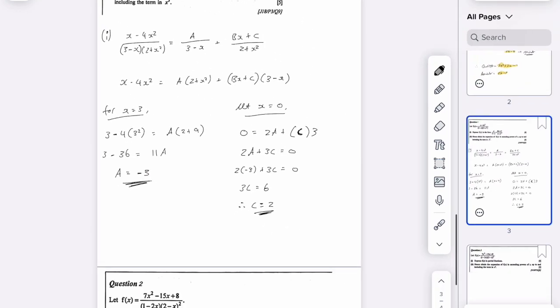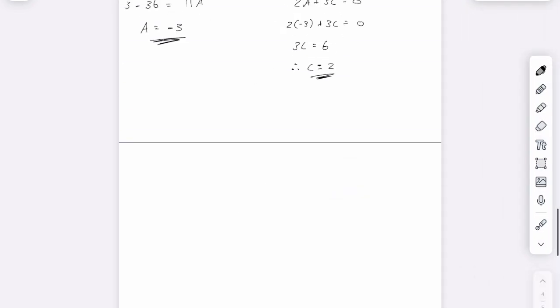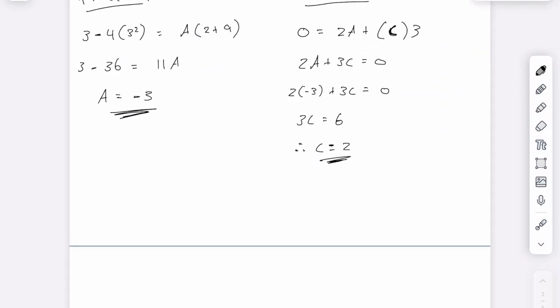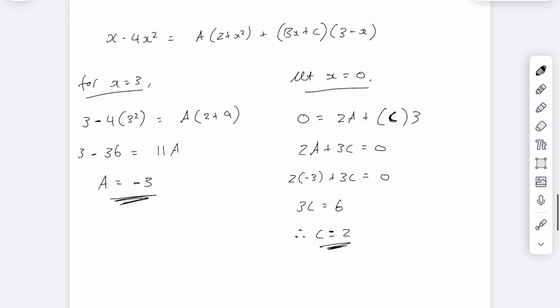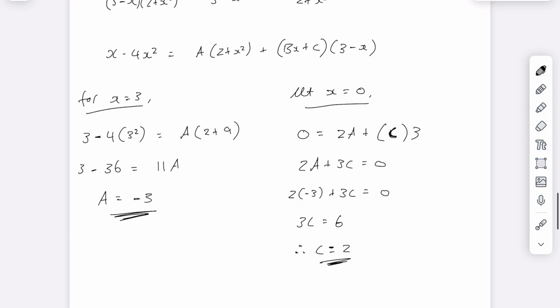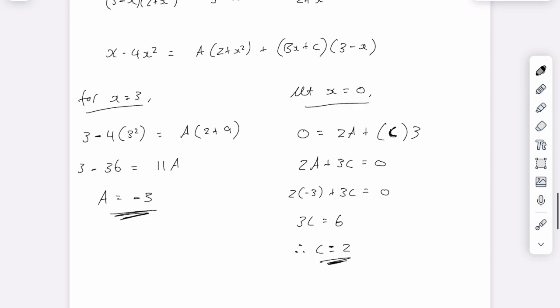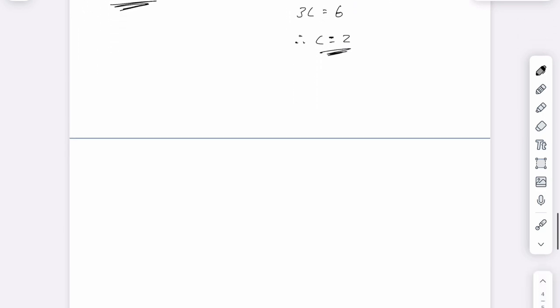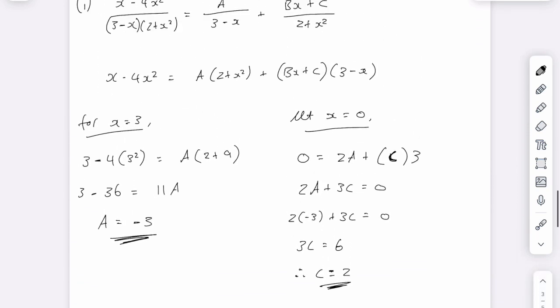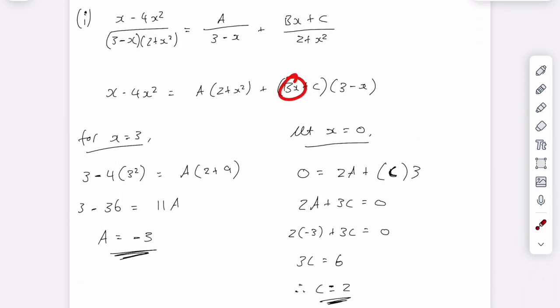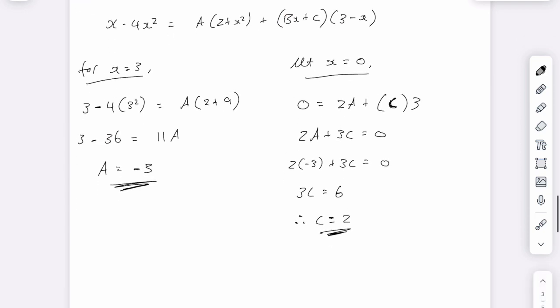Let me just get another page here. c is equal to 2, a is equal to negative 3. Now what can we say? Well, we need to find b. So from here we can just say, for x equals 1, because it's going to make it easy on this.